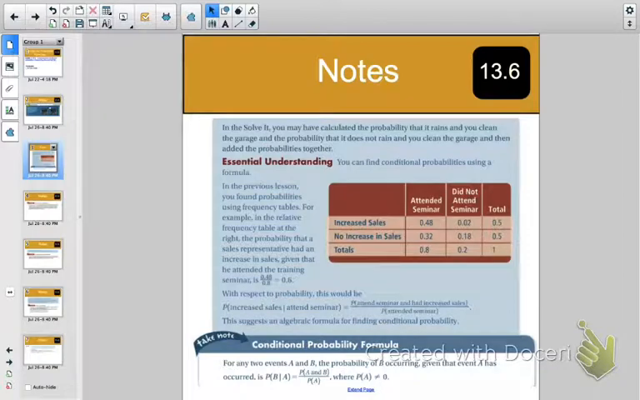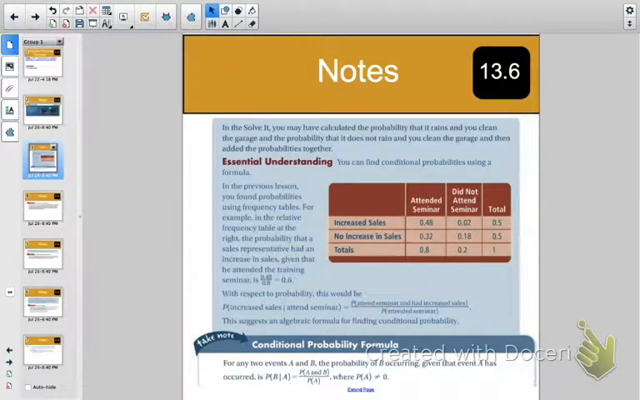So looking at this, it says in the solve it you may have calculated the probability that it rains and you clean the garage, and the probability that it doesn't rain and you clean the garage, and then added the probabilities together. That's exactly what we did. You can find conditional probabilities using a formula. We didn't really use a formula in the last one, but there is a formula that we can use.